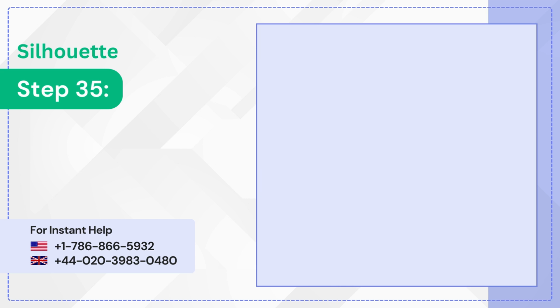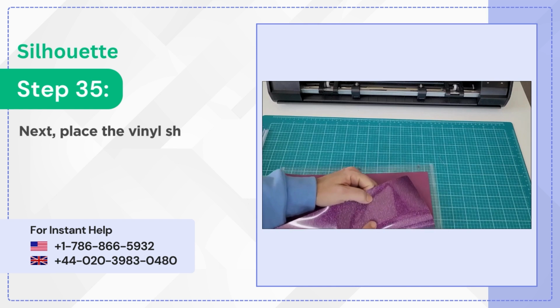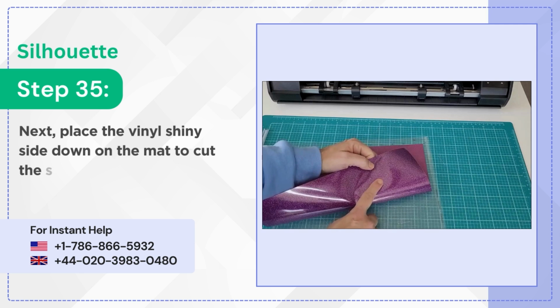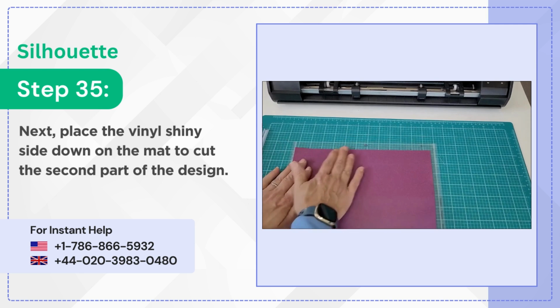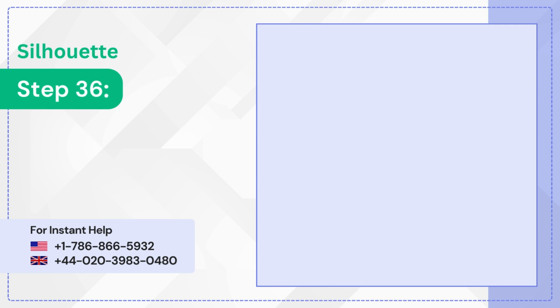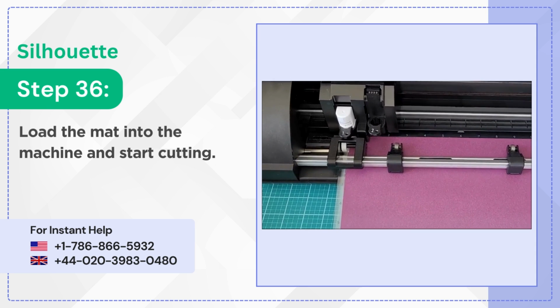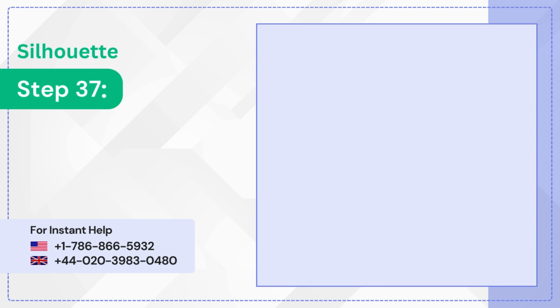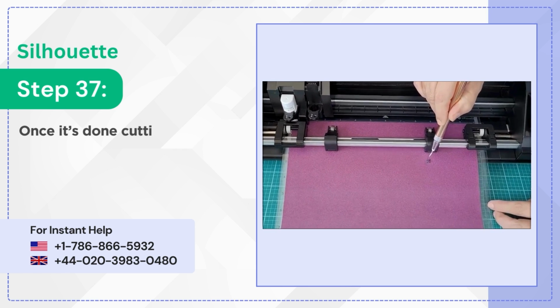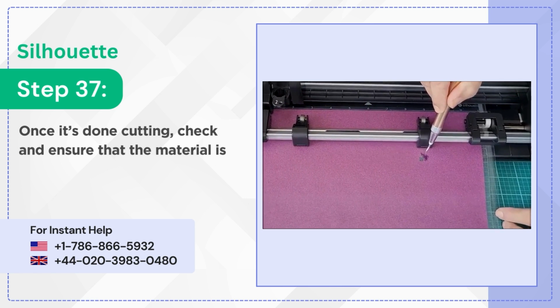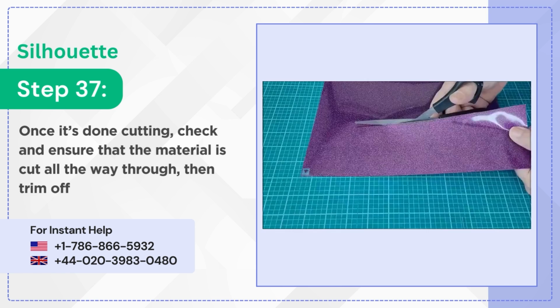Step 35. Next, place the vinyl shiny side down on the mat to cut the second part of the design. Step 36. Load the mat into the machine and start cutting. Step 37. Once it's done cutting, check and ensure that the material is cut all the way through, then trim off the excess material.